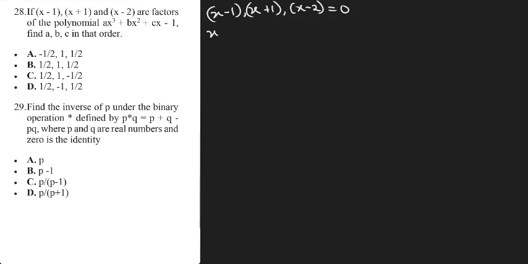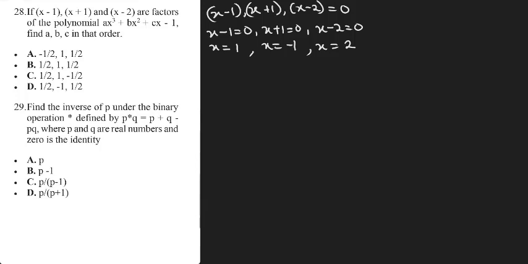It's going to be x minus 1 equals 0, which is what? x equals 1. Same thing here. It's going to be x plus 1 equals 0, which is what? x equals minus 1. And same here. We said x minus 2 equals 0, and it's going to be x equals 2. So these are the values we have.